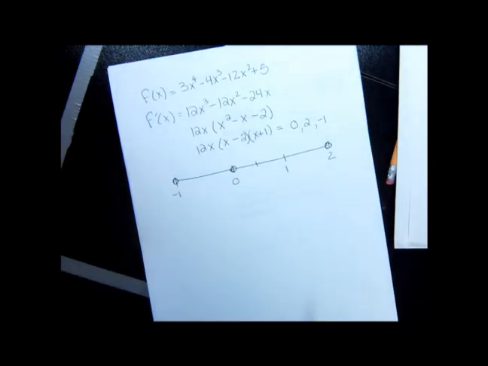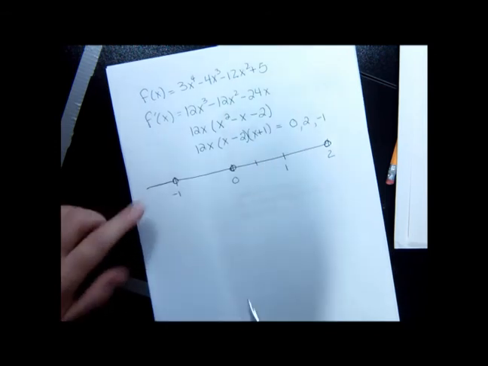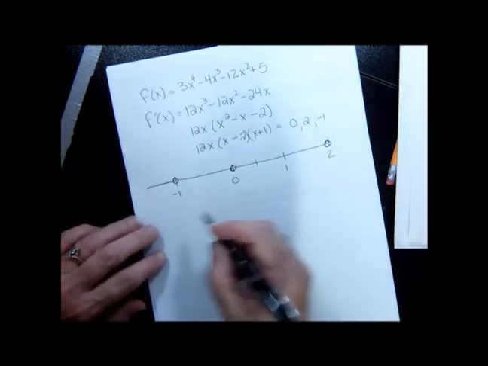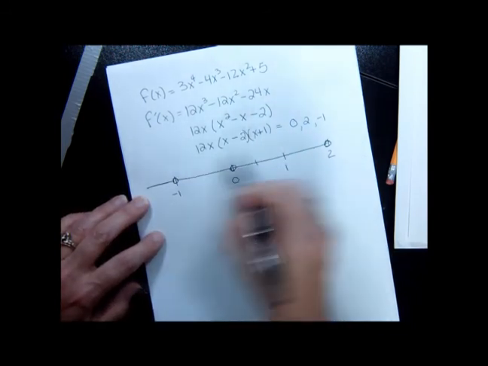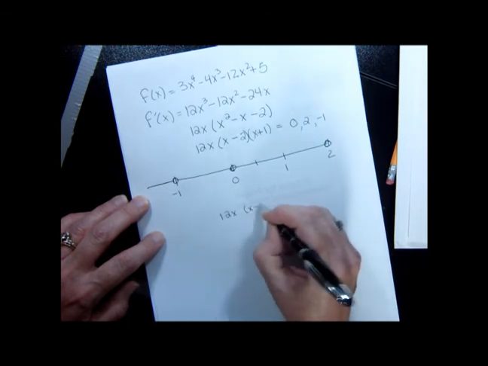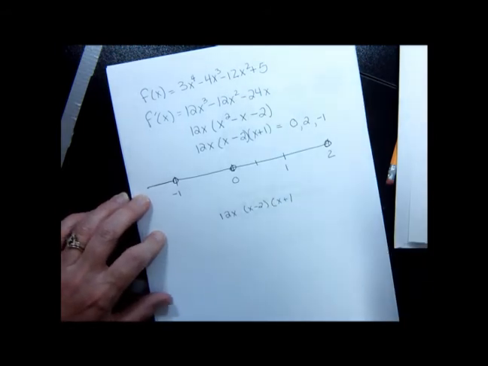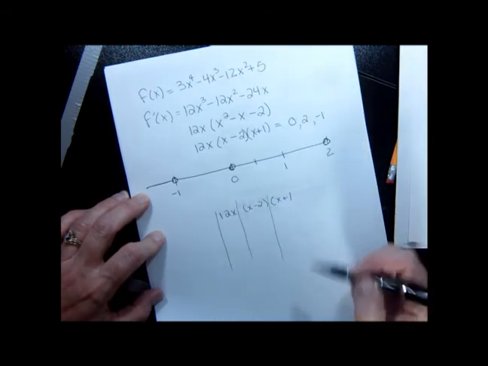I want to know if it's increasing or decreasing in those areas. Well, first, I have to pick a number that is smaller than -1. And when I pick a number that's smaller than -1, the easiest way to do it is just to keep this factored like this, 12x, x minus 2, x plus 1. And that's the table that they have for you there on page 214.